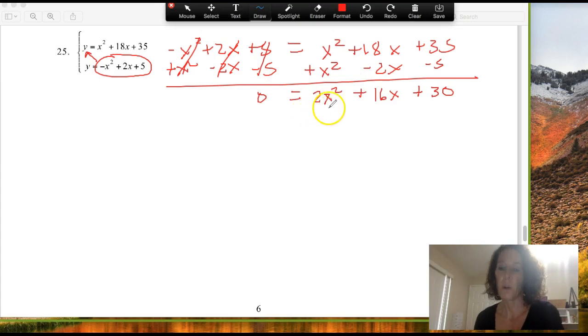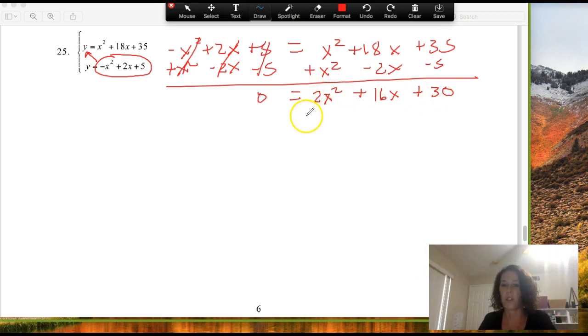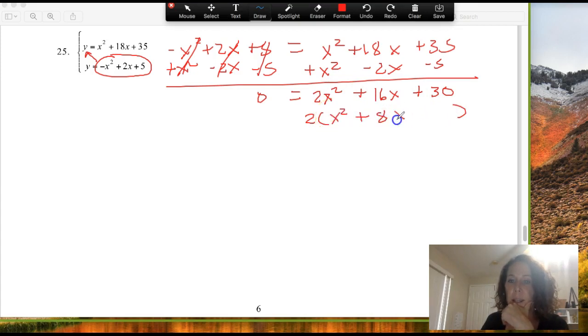Now if I go ahead and try to factor, I can see the 2 is a greatest common factor. So I can go ahead and pull out a 2 before I do my factoring. If I pull out a 2, I'm left with x squared plus 8x plus 15. That is equal to 0.